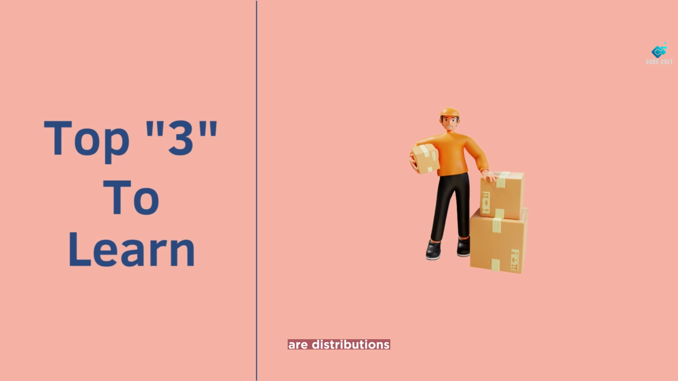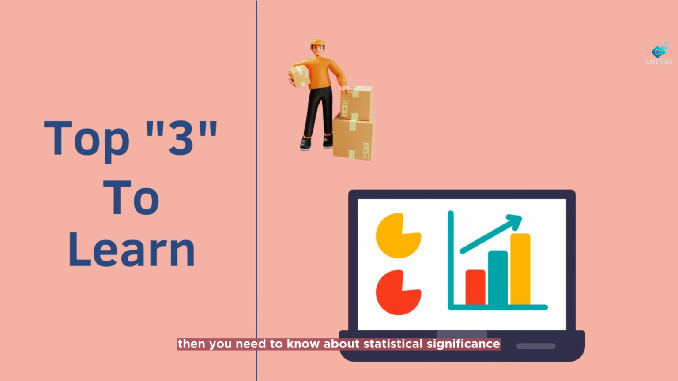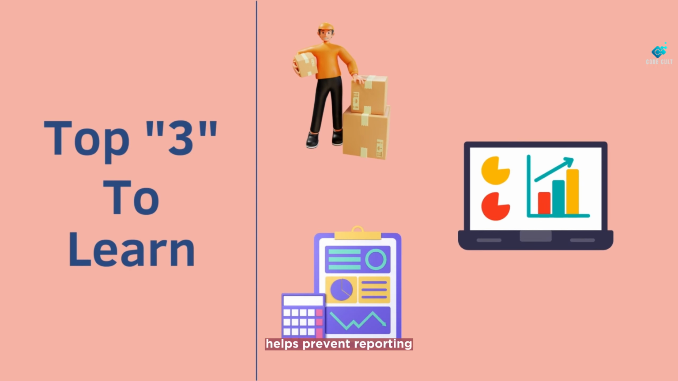And the top 3, in our opinion, are distributions, and just the parts that you need to know: what a normal distribution is, what a standard deviation is, and you need to be able to tell the mean, median, and mode from each other, especially when there's a skewness in the distribution. Then you need to know about statistical significance and p-values. It's very important because it helps prevent reporting on things that are not statistically significant and therefore driving bad business decisions or bad insights.